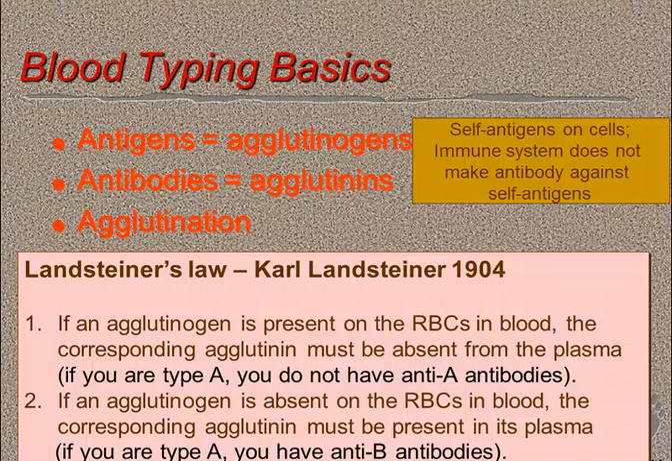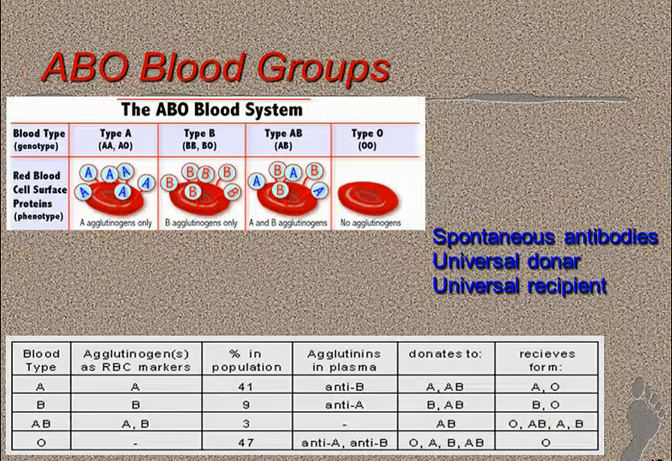Really important things. You don't make antibody against the agglutinogens or markers on your red cells that you've got, but you do make antibody or agglutinin to the agglutinogens that you don't have on your red cells. You've got to remember that. If you're type A, you have A agglutinogens on your red cells, but you won't have antibodies to agglutinin A. But you will have antibodies to the agglutinogen B, because you don't have that marker. Got to remember that.